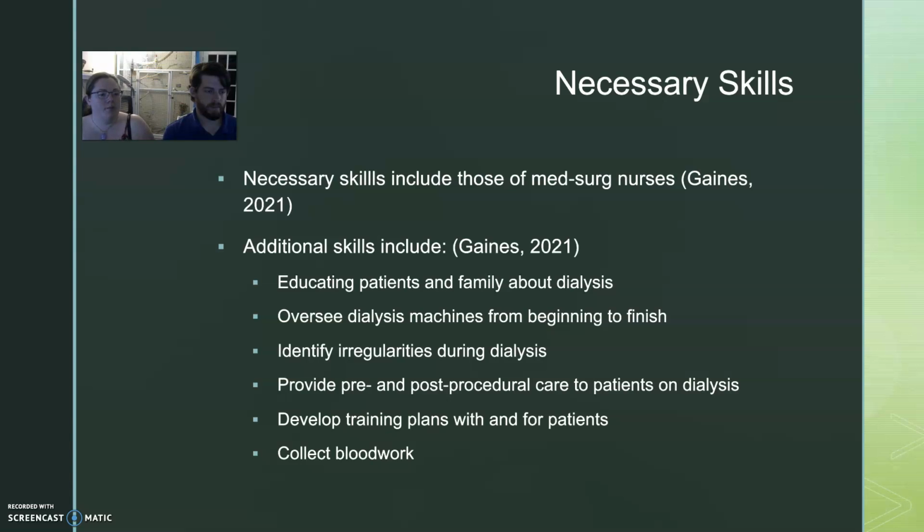They provide pre- and post-procedural care to patients on dialysis because it can be very stressful and tiring, and some patients are very sick when they are on it. They will develop training plans with and for patients, especially with peritoneal, because it's done at home, usually 4 to 6 times a day. So the patient and their families get involved, and they like to be involved, especially with something that's done so often.